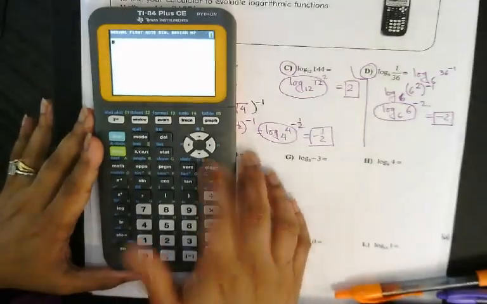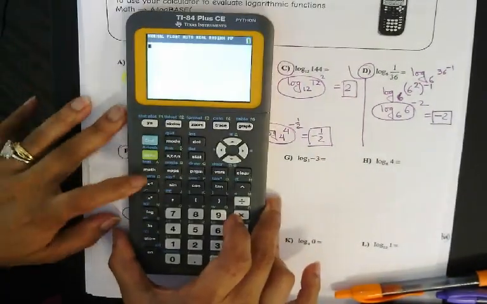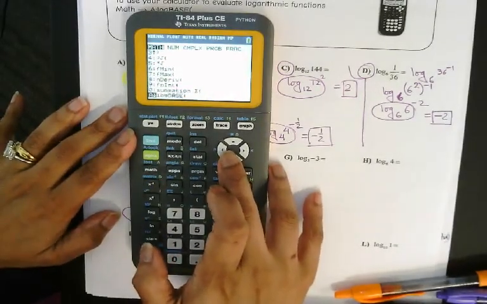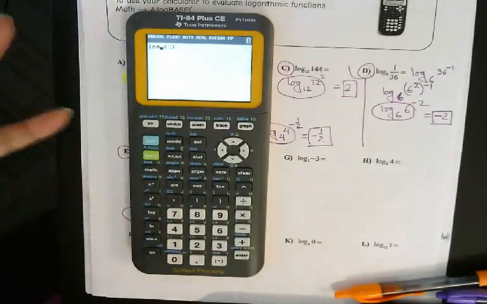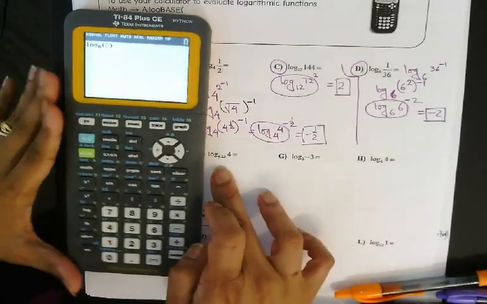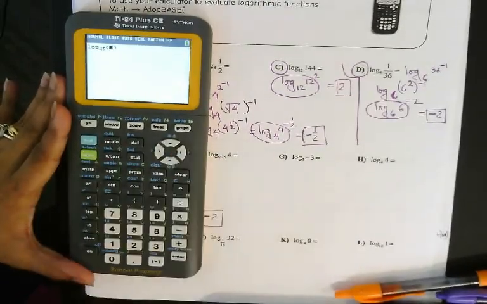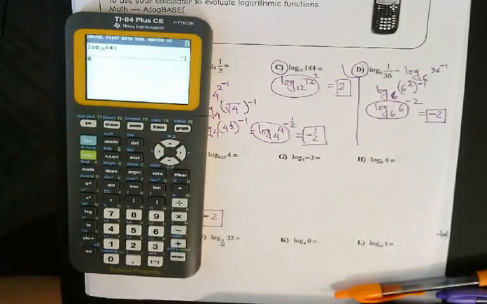Let me type it again. So you go to math and then keep going down and go to A, hit enter. It's going to bring you the log. I'm typing F. So 0.25. And then over here it's a 4. Take it out, hit enter. It's going to be -1.